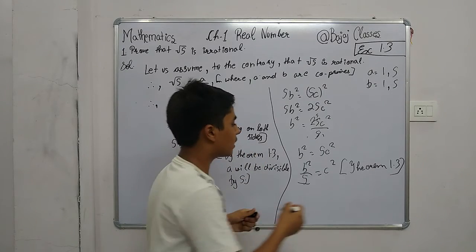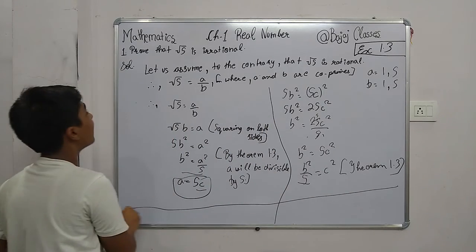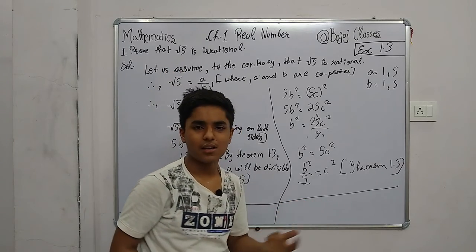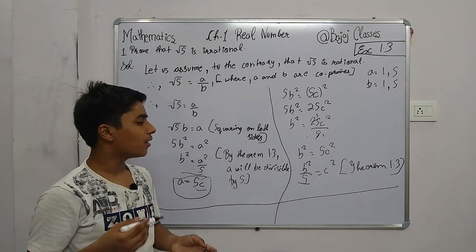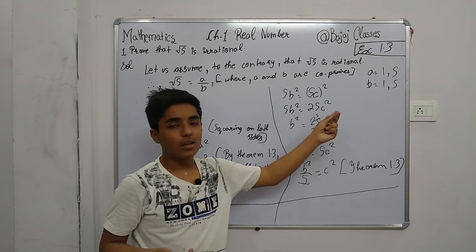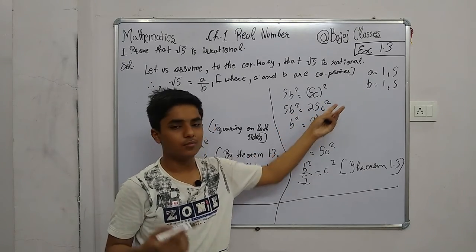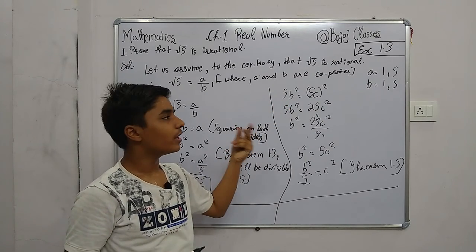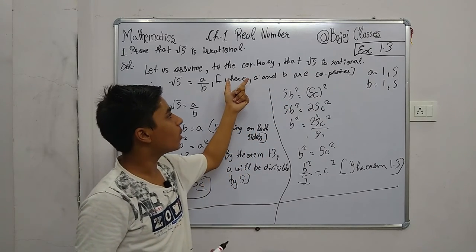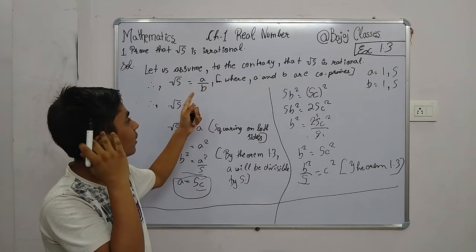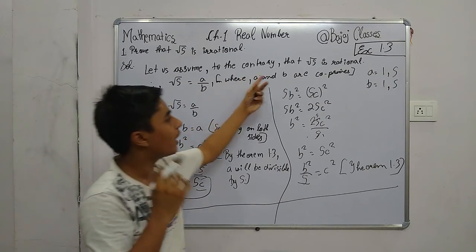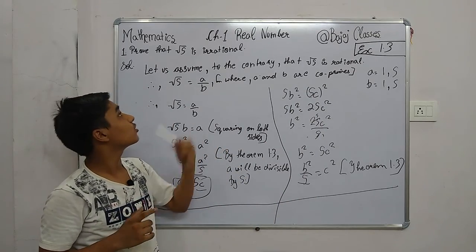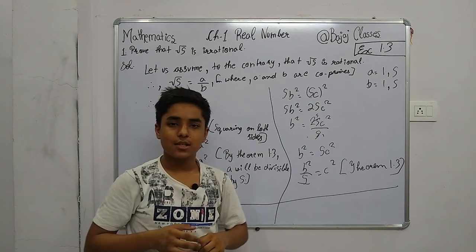So by this method we can prove that any number is irrational. And we will also write one last thing in the end, that there are other common factors of a and b. So it is concluded that we have taken a wrong contrary, and so under root 5 is irrational. By this method you can solve the first question of exercise 1.3.